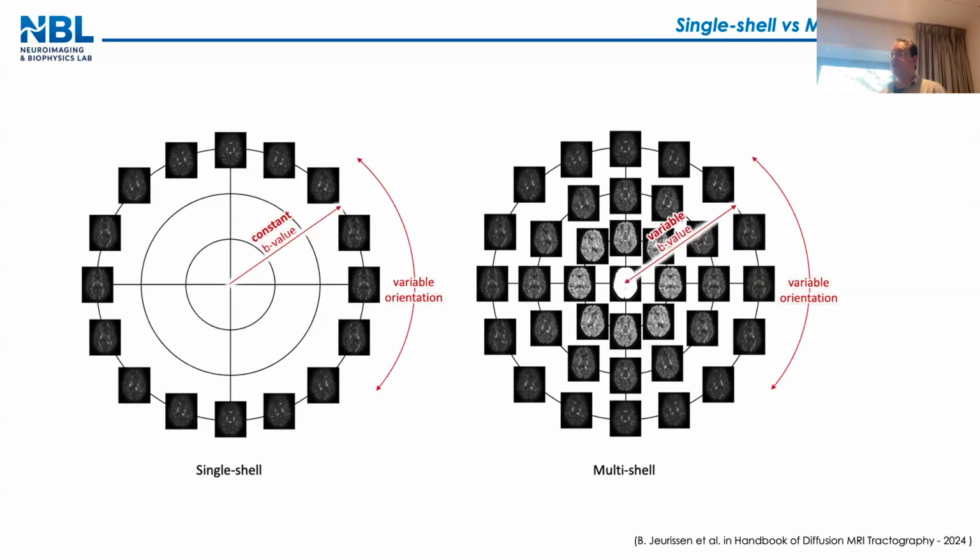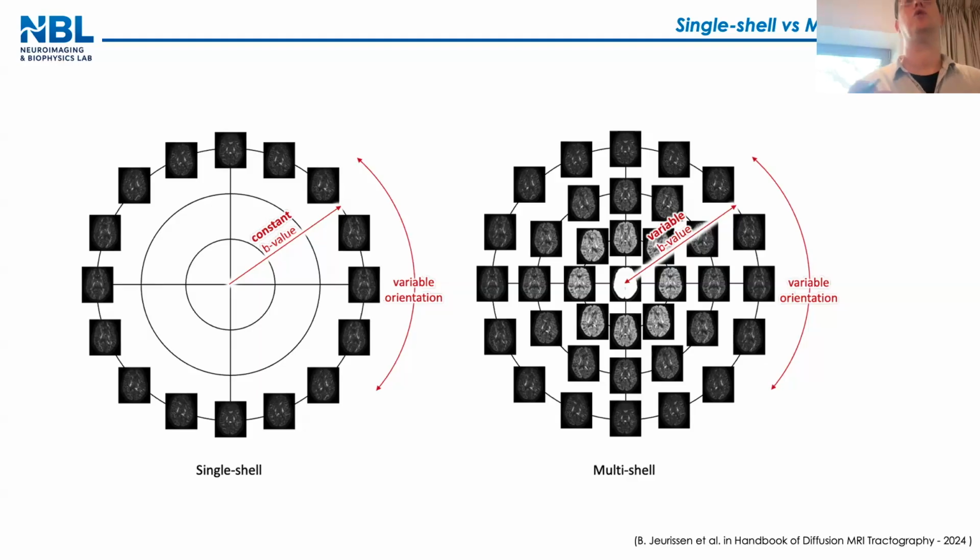Again, to explain what multi-shell is, this is a very simple example of a single shell acquisition first, on the left. Single shell is to measure diffusion along different directions, but with the same b-value. So you can imagine conceptually, if the b-value is a radius, you have the same diffusion contrast along different directions. That's it.